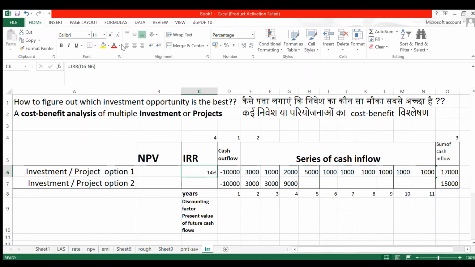So we can see the internal rate of return of the first project option is 14%. So we are receiving 14% return from the first project option. Now we can check the internal rate of return of project option 2. We are copying the equation to the following cell. So we can see 19% is the internal rate of return from project option 2. So it is clearly evident that a 5% higher return comes from project option 2.